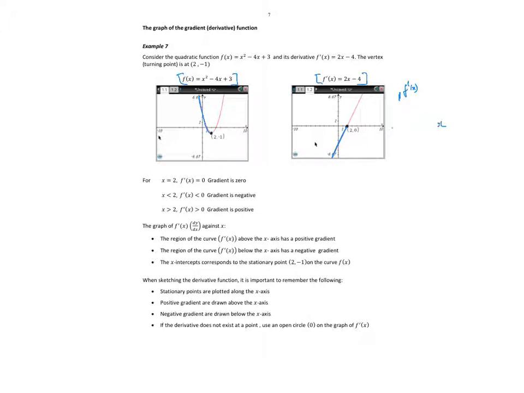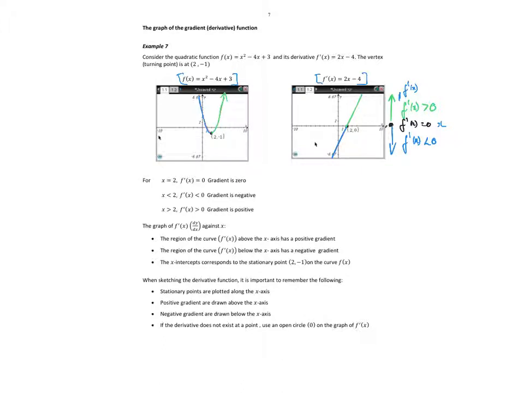So down here, that means f dashed of x is less than 0. And here, that means f dashed of x is greater than 0. And right there, f dashed of x equals 0. Yeah? So this section here, I've got a positive gradient, okay, which corresponds to that section here, positive gradient, all right?